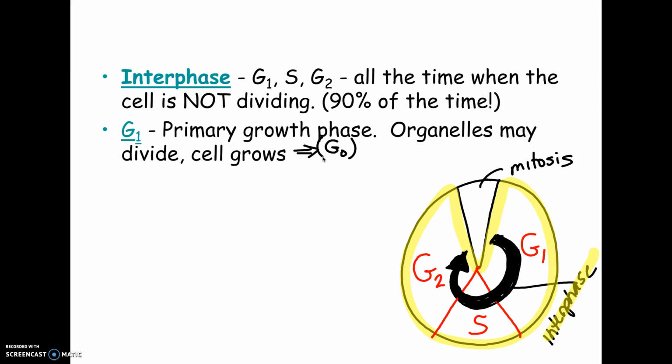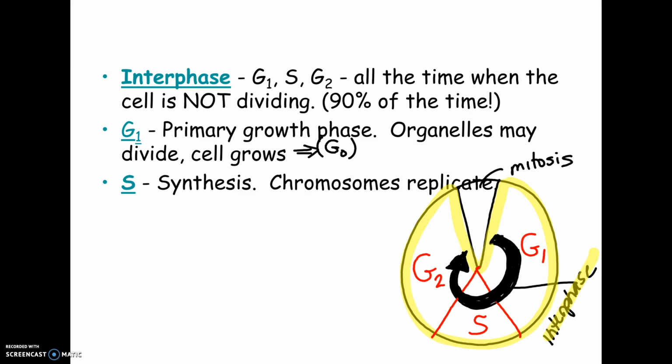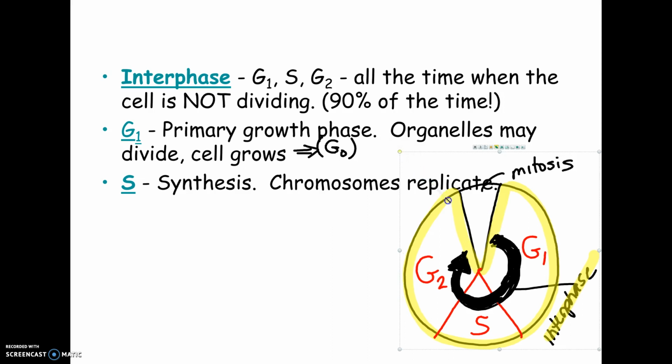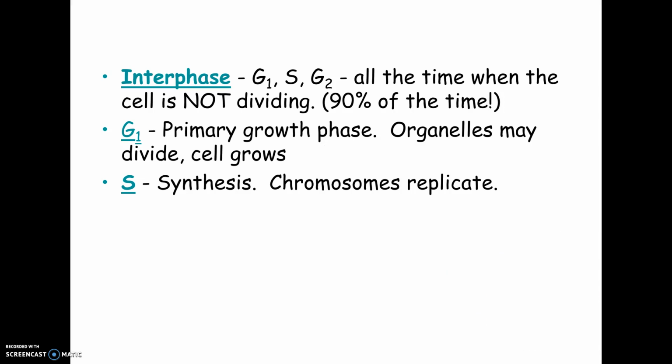All right, if the cell is going to divide at some point, then the next phase it will go into is called S. S is where the chromosomes replicate, meaning they make a copy of themselves. So they're literally going to go from being sticks to being X's. This is the part we talked about last week, how a chromosome originally looks like this. But if the cell is going to divide, it makes an extra copy.